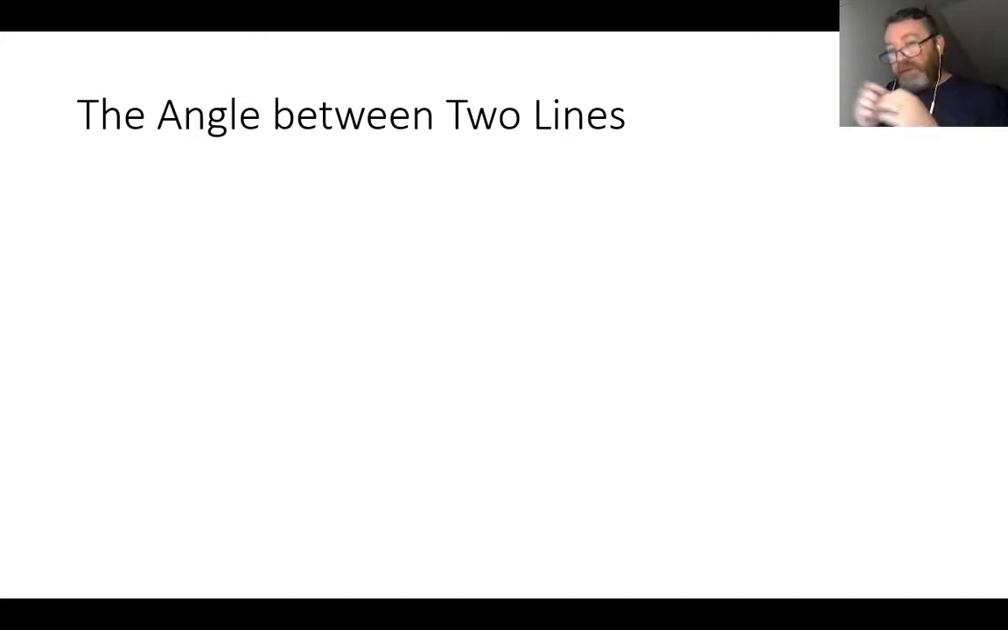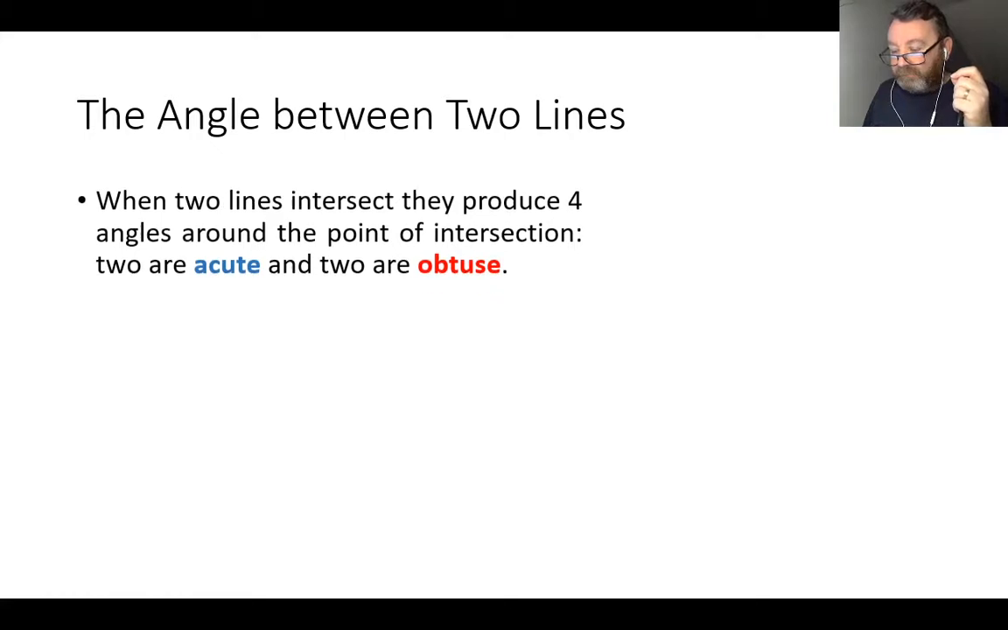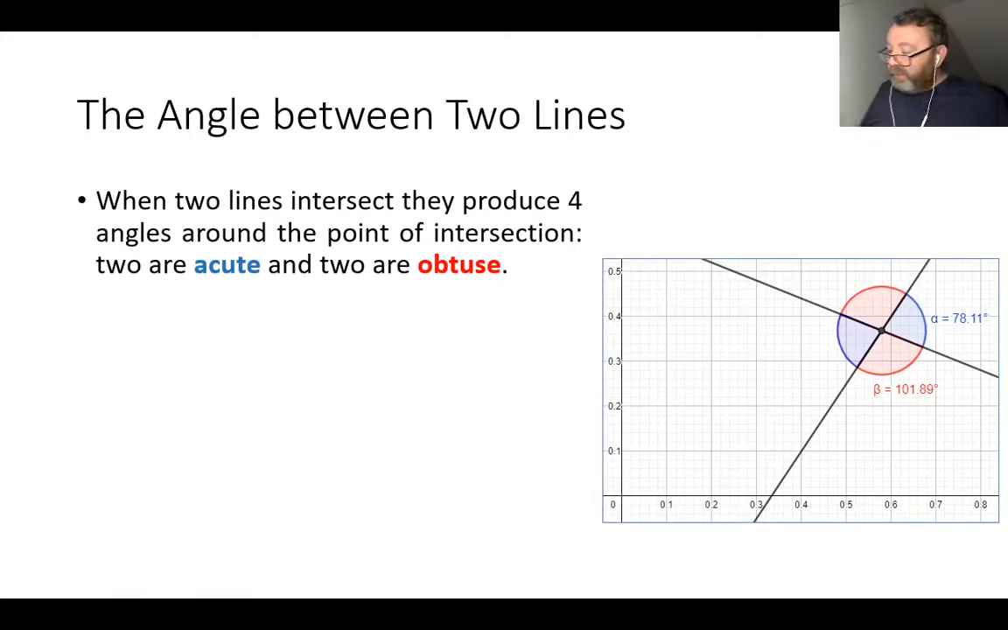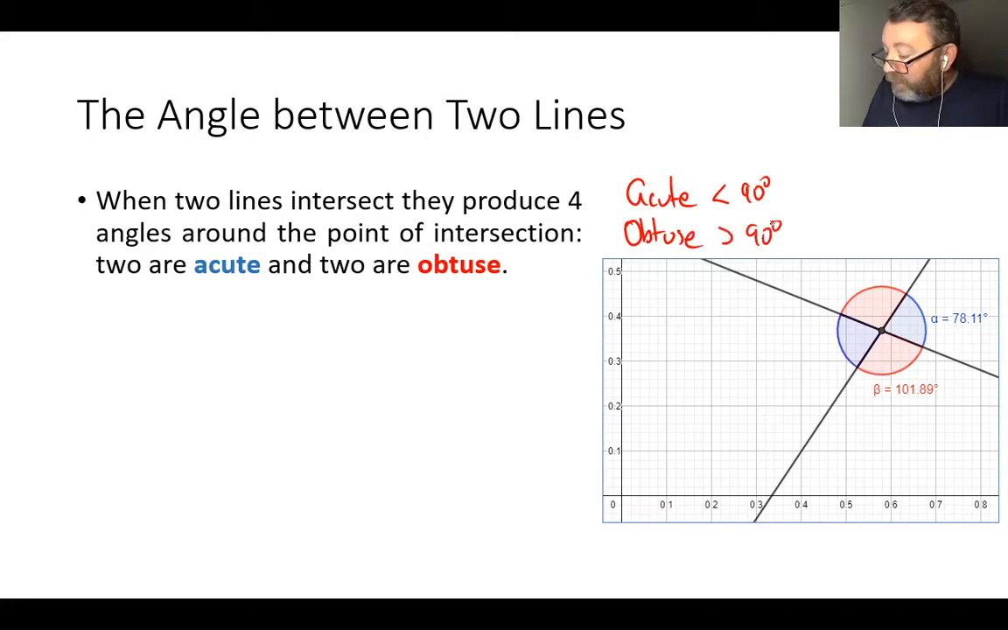Okay, now I want you to think about the 4 angles. If you take two lines that cross, and just for a moment look at the 4 angles that are made, you'll notice that 2 of the angles are obtuse and 2 of the angles are acute. Now, what do I mean by that? An acute angle is an angle that is less than 90 degrees, and an obtuse angle is an angle that is greater than 90 degrees.